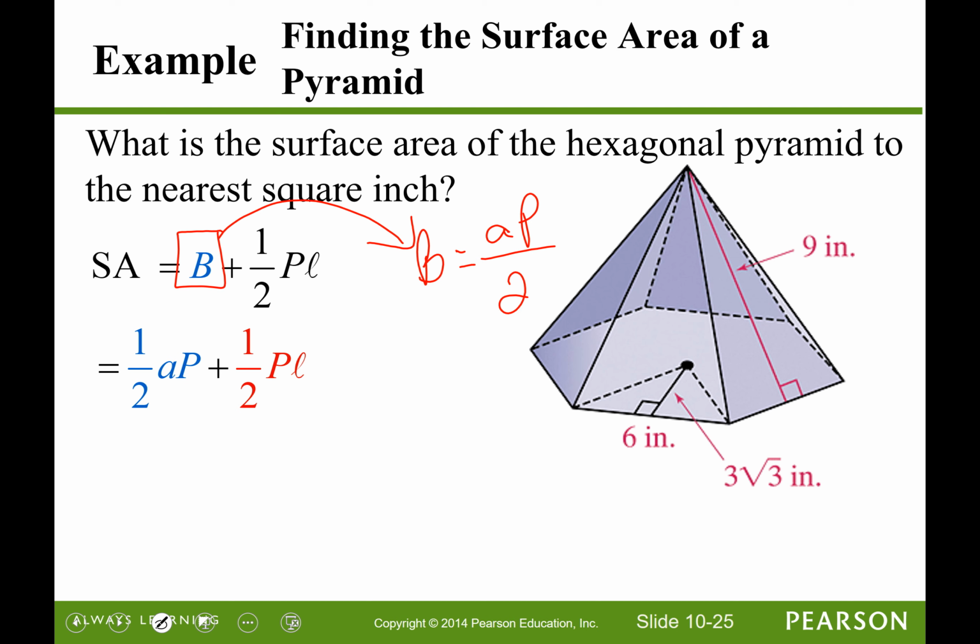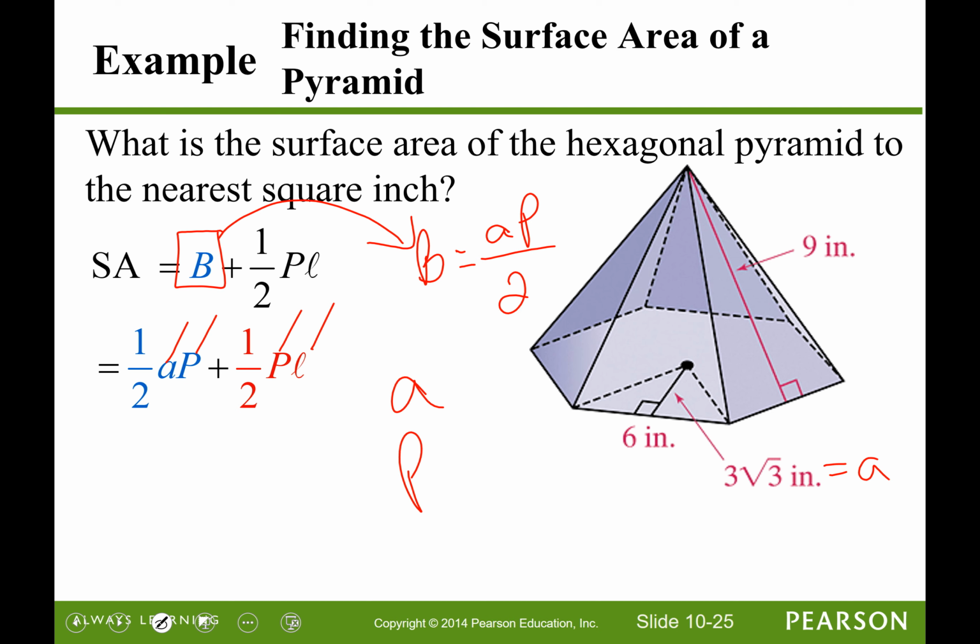And then we'll add that to 1/2 perimeter of the base, which is the same P times lowercase l. All right, so we have 1, 2, fill it in again right there, and then 3. We have 3 variables to fill in. Apothem, oh, got it, that's 1, nice.